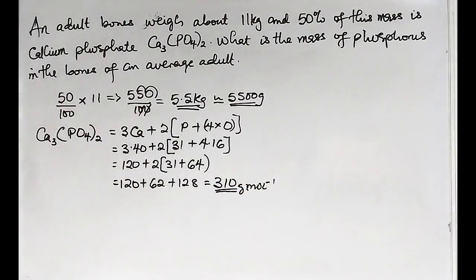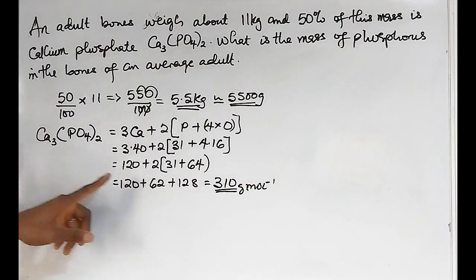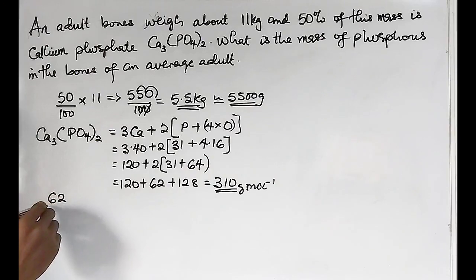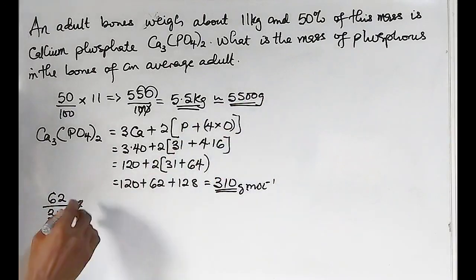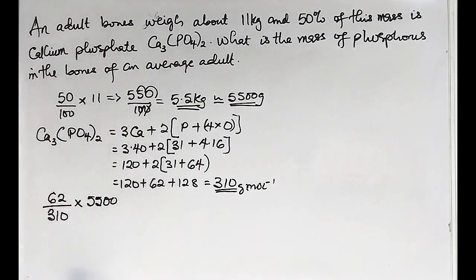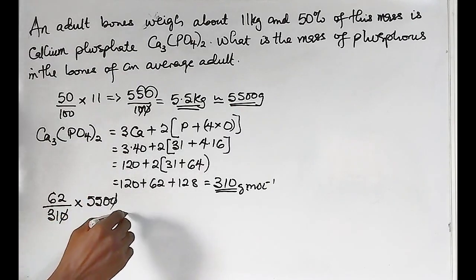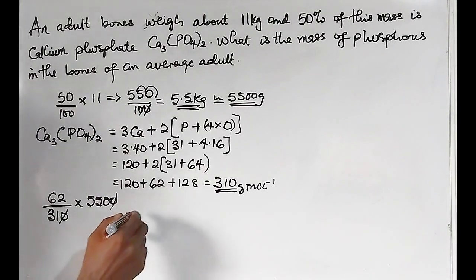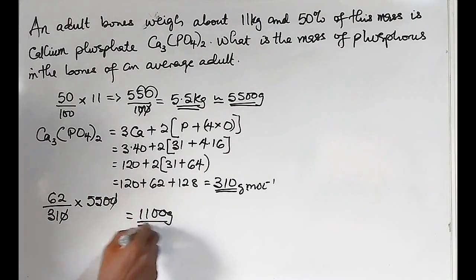All right. Okay. So to this end here now, phosphorus here is 31 times 2, that will be 62. Okay, so to this end here we have 62 over the molar mass times the mass percentage. Okay, let us eliminate 0 here and punching our calculator here. So the mass of phosphorus in this here is given as 1100 gram.